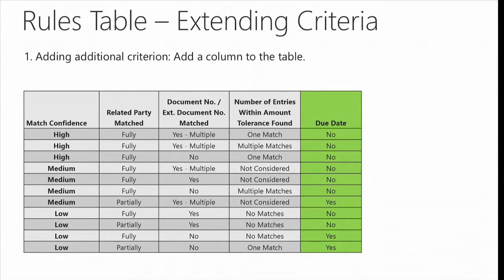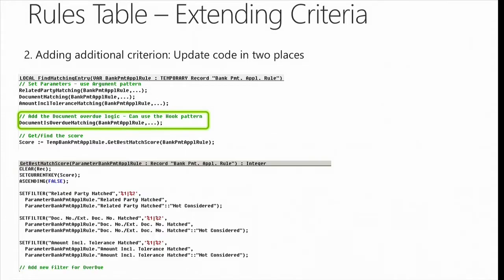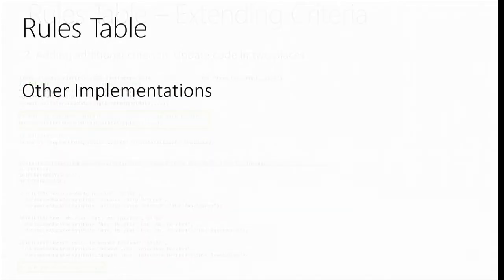So, for example, if we want to add the criteria for finding those matches that are overdue, then I add a column to the table and just add a few things to the code. The first thing we add to the code is we need to add a calculating function just to figure out the value, if it is a yes or a no, as we have seen in the past slide. And also, I need to add the filters that will just run against the rules table I have already defined. So that is simple.